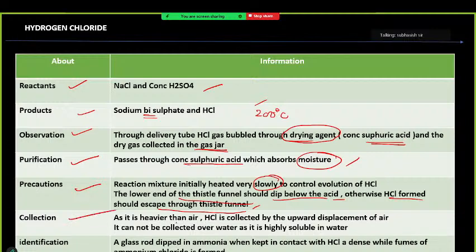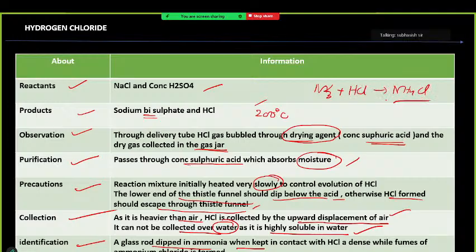Collection: it is heavier than air, so it is collected by the upward displacement of air. It cannot be collected over water because it is highly soluble in water. Identification: a glass rod dipped in ammonia, when it comes in contact with HCl, gives dense white fumes of ammonium chloride. So this is the identification of HCl gas.